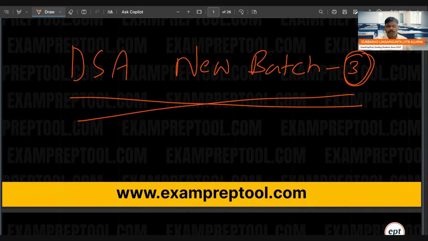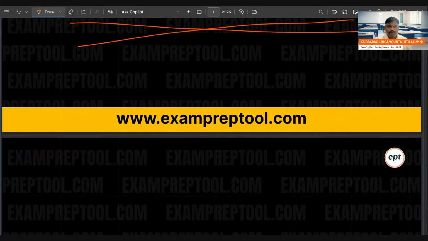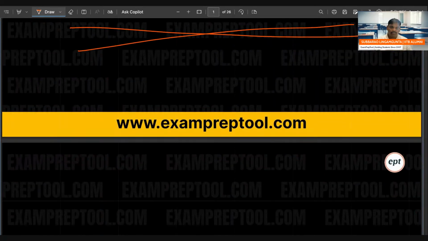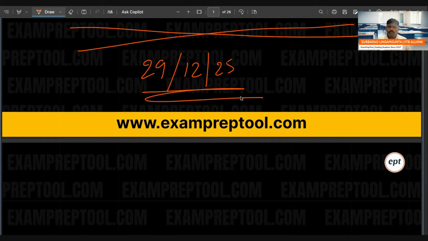DSA batch 3, right? Let's write the date. I am writing the date also. Today's date, I think 29. 29 12 25. Right? This is the date.